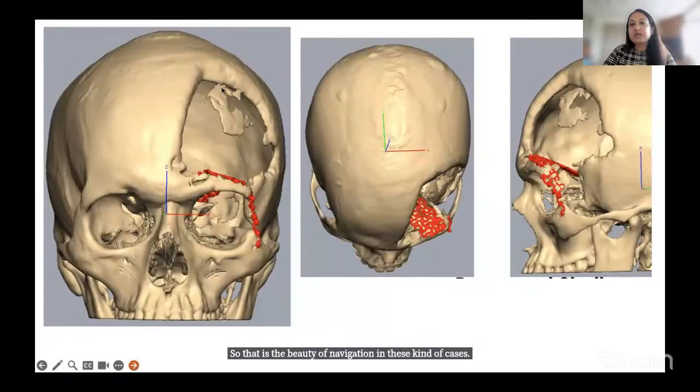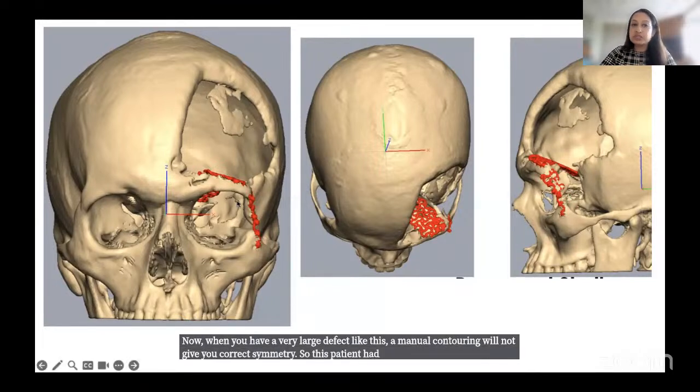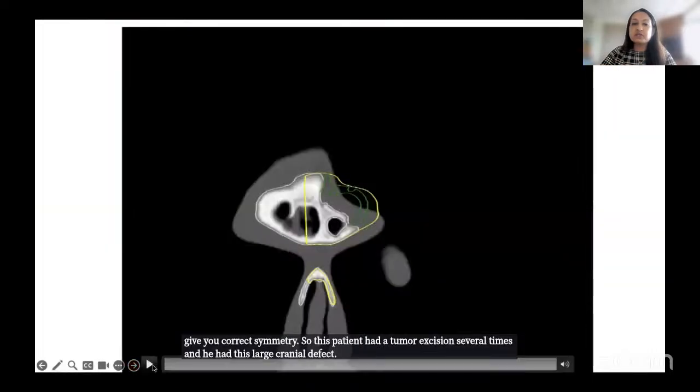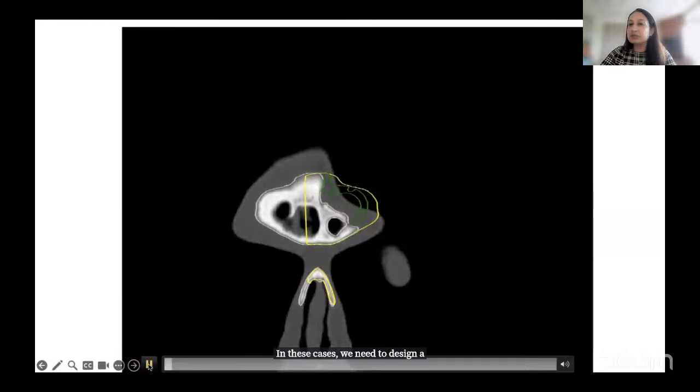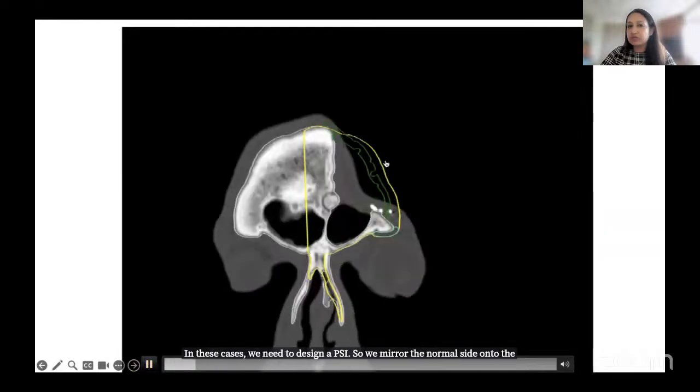Now, when you have a very large defect like this, a manual contouring will not give you correct symmetry. So this patient had a tumor excision several times and he had this large cranial defect. In these cases, we need to design a PSI. So we mirror the normal side onto the abnormal side. So yellow is the mirrored image.